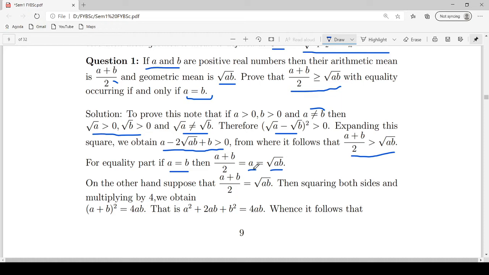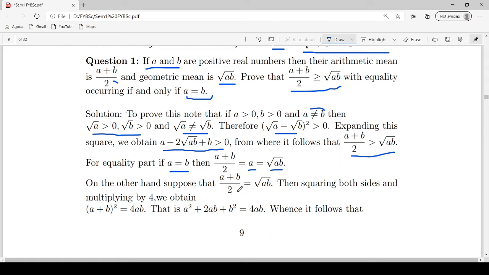also equal to a. Because (a plus b) by 2 is equal to (a plus a) by 2, which is a. And the square root of ab is the square root of a into a, which is the square root of a square, which is equal to a. So if a is equal to b, then the arithmetic mean of a and b is equal to the geometric mean of a and b, that we have proved. Now on the other hand, we will assume the arithmetic mean of a and b is equal to the geometric mean of a and b, and then we will prove a is equal to b.